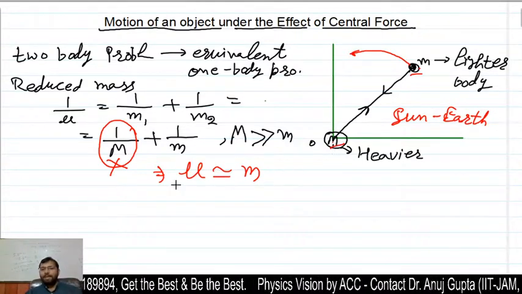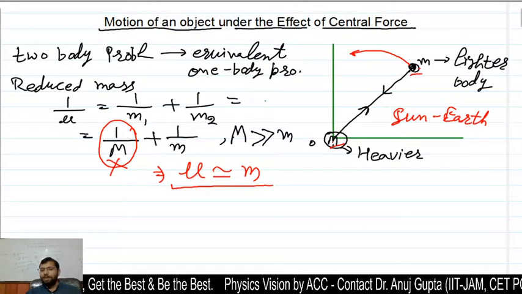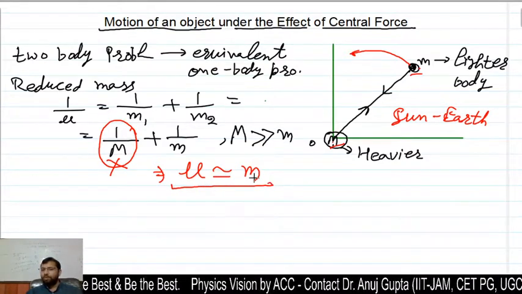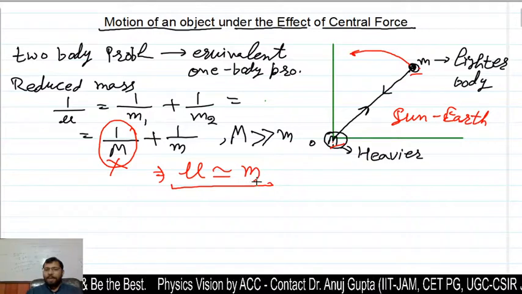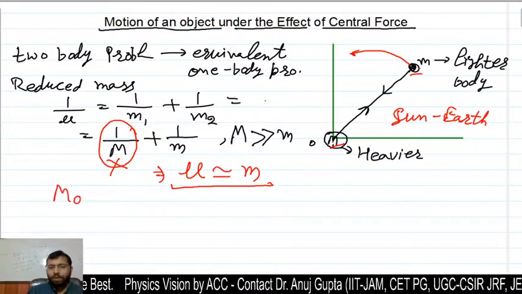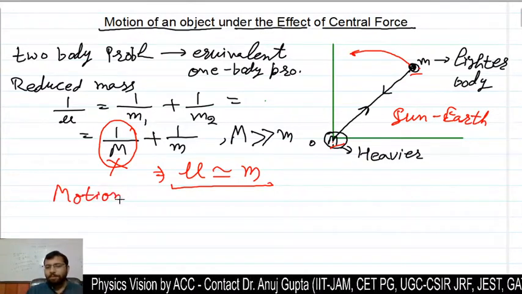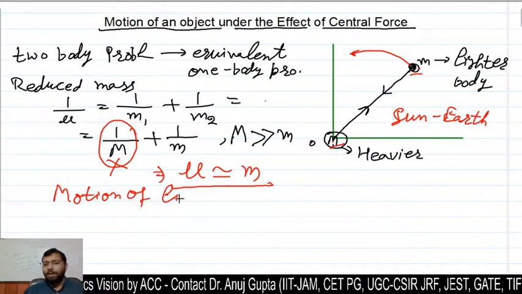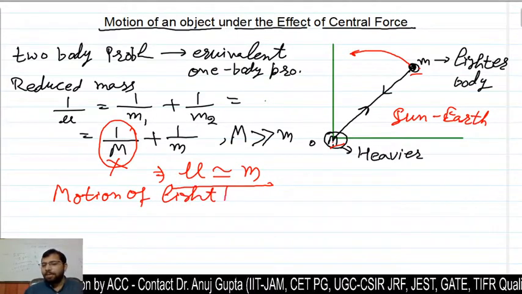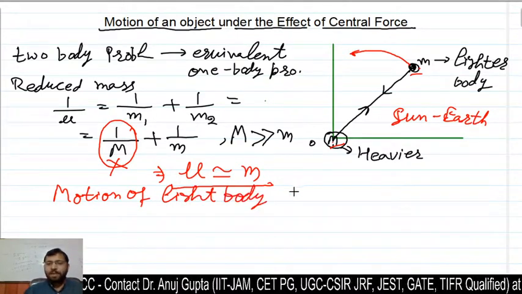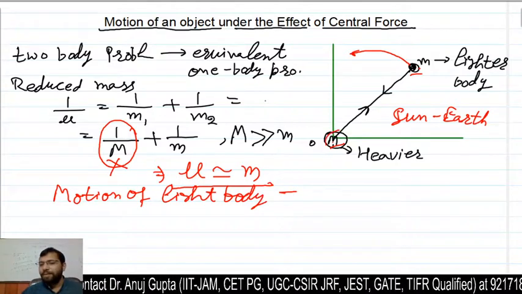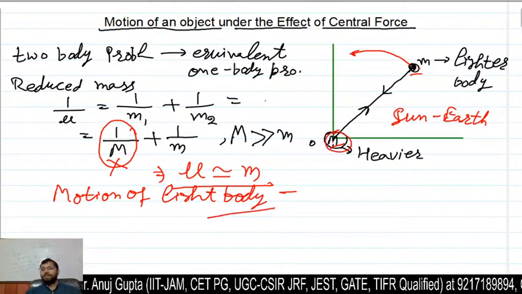Okay, so this is done in this way. Similarly here we will take the reduced mass equal to mass of the lighter body, and then we will study the motion of the lighter body under the gravitational pull of the heavier body. This is our task.